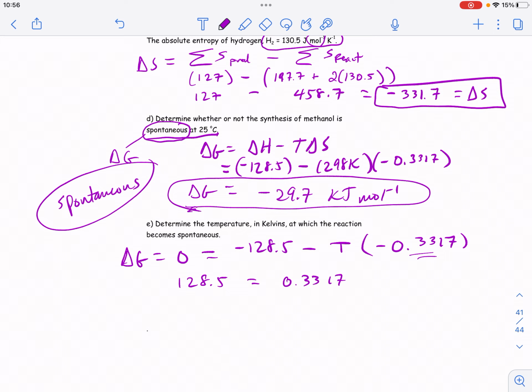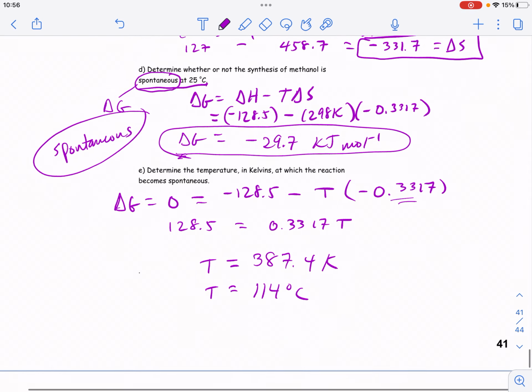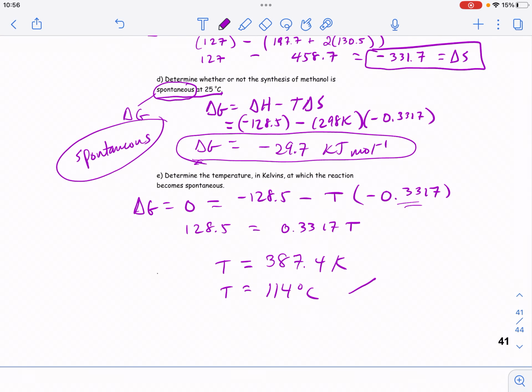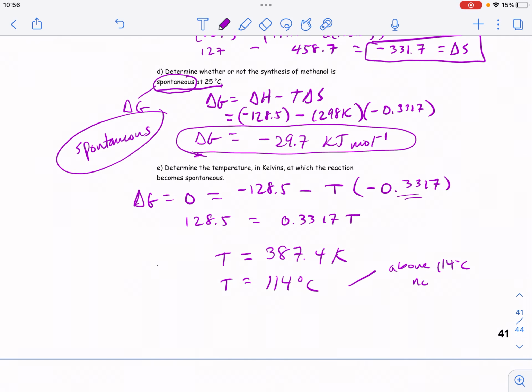So it's a little straightforward algebra. And in the end, I get T is equal to 387.4 Kelvin. And they didn't ask me to, but why not? That's about 114 degrees Celsius. And so if we think about it, if we go above that temperature, they didn't ask for this, but why not? Above 114 Celsius will be non-spontaneous because the entropy factor is not favorable.